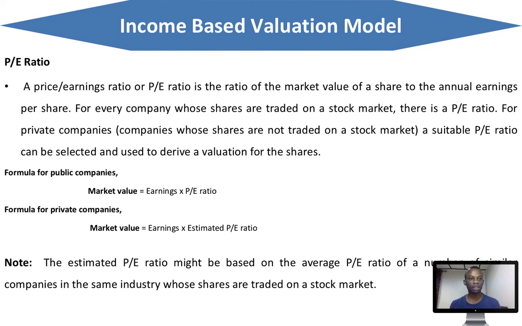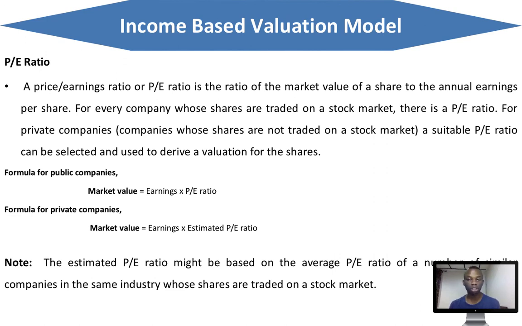While the asset-based valuation model is based on the asset of the target company, the income-based valuation model is based on earnings, the price to earnings ratio. What we're trying to do is know the market price to earnings ratio. How many times can the market price cover the earnings? This ratio is the ratio of the market value of a share to the annual earnings per share. For every company whose shares are traded on the stock market, there is always a PE ratio.